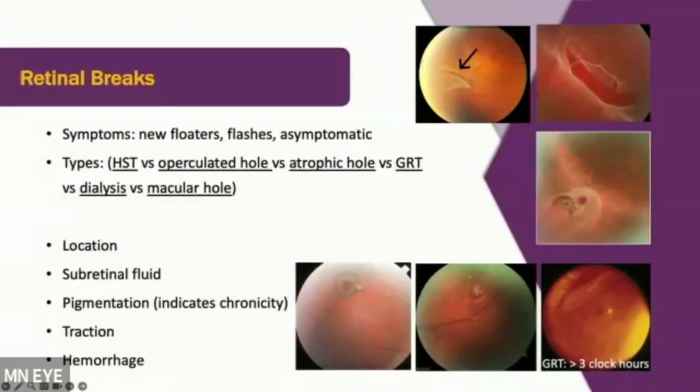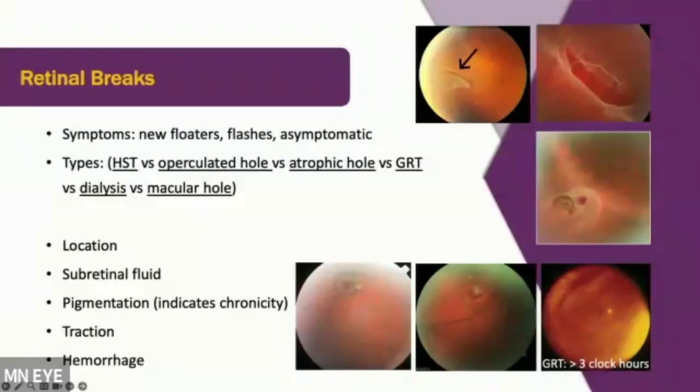Pigmentation around the break: a break could be an incidental finding, and if you see pigmentation around the break, we probably don't need to jump into action immediately.